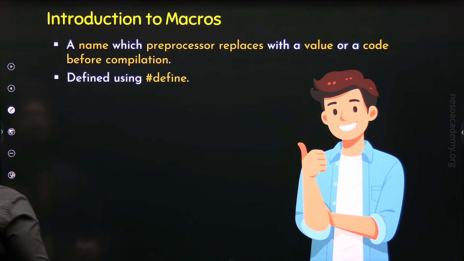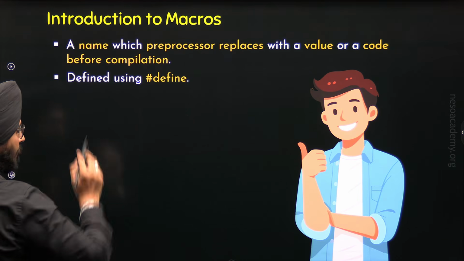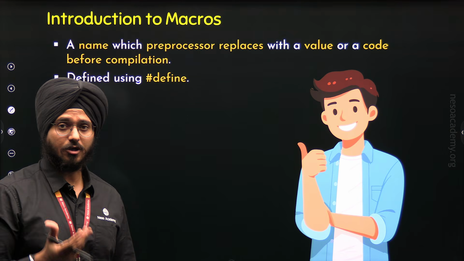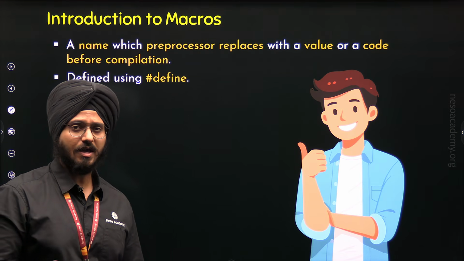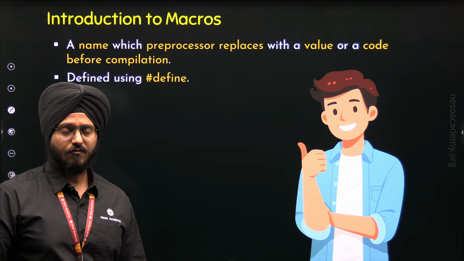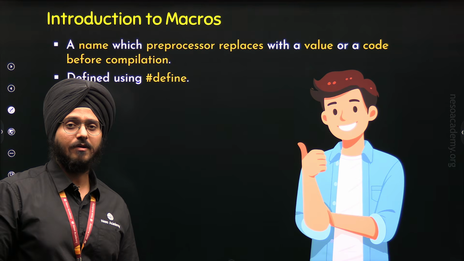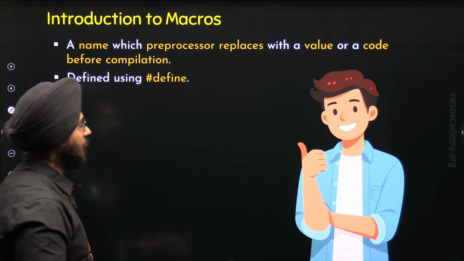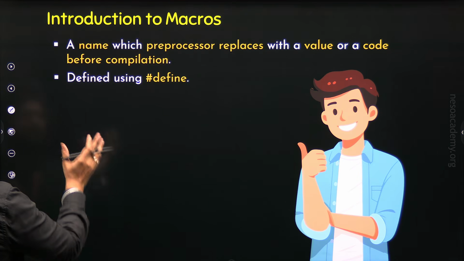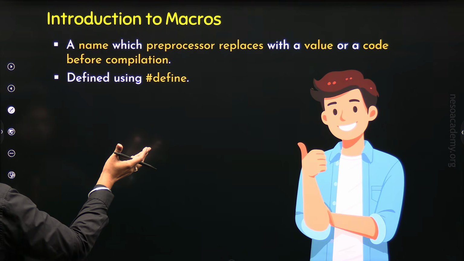It is defined with the help of hash define directive. This is the preprocessor directive, just like hash include. With the help of hash include, we can include the header file in the program. With the help of hash define, we can instruct the preprocessor to define the macro in the code. So with this, I hope it is clear what is the meaning of macro and how macro is handled.